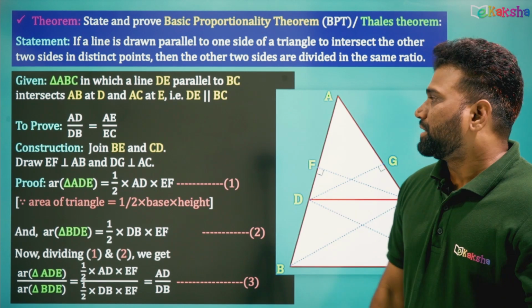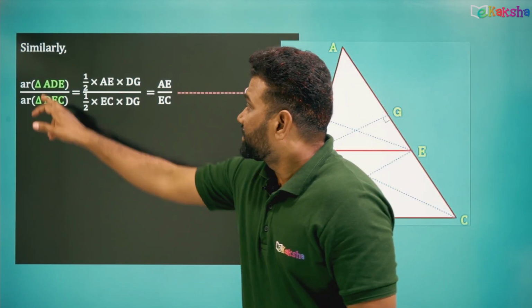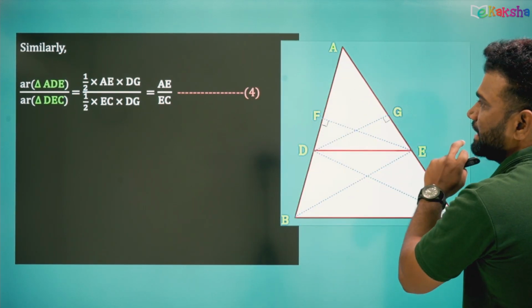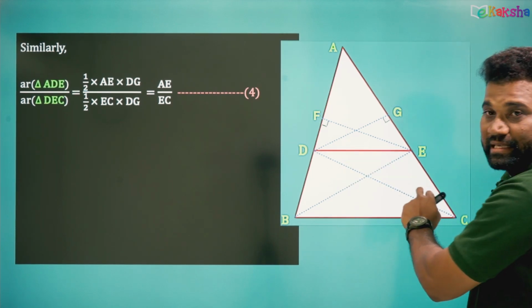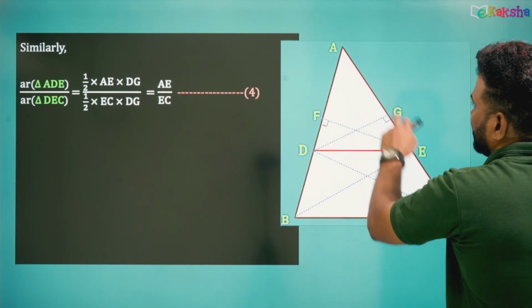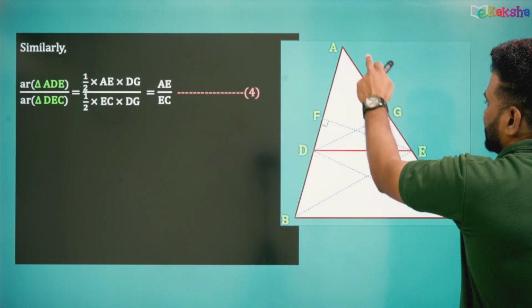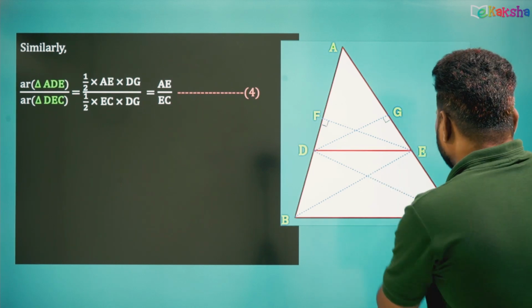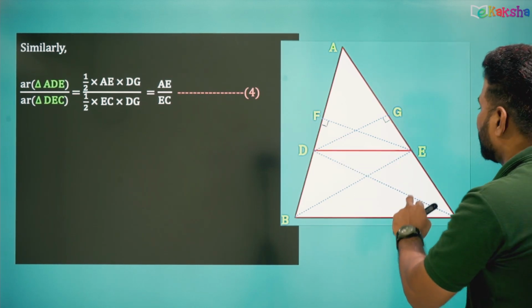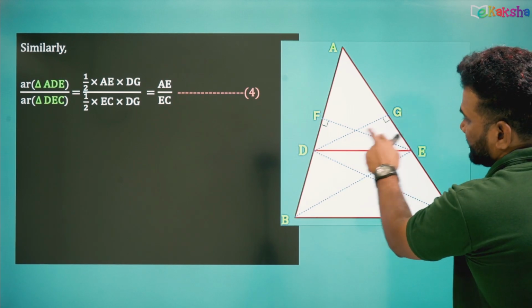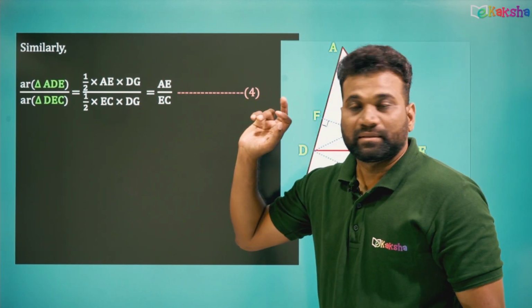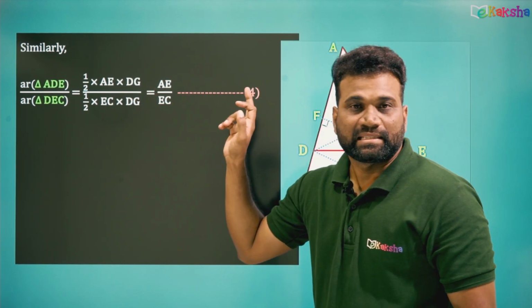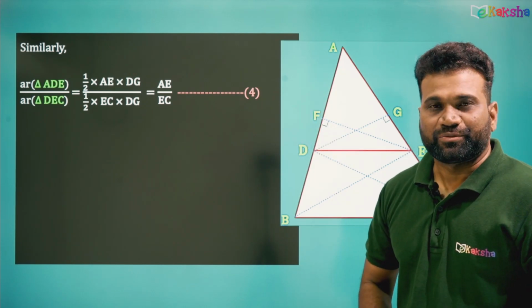Clear? Now similarly, area of triangle ADE over area of triangle DEC. Look here, ADE and DEC, these two triangles' areas. For this triangle, area is half into base into height, that is here base is AE, height is DZ, right? Half into AE into DZ. And for this triangle, again half into base into height. Base is EC and height is again DZ, so half into EC into DZ. Again half gets cancelled, DZ gets cancelled, then we get AE over EC. So let us take this as equation number 4.